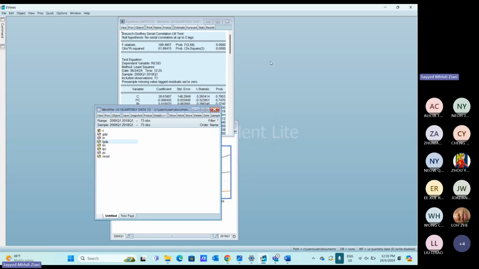Bear in mind, you cannot take log from negative and percentage values. If you have a percentage, for example an interest rate, you cannot take log. If you have a negative value in your time series, you cannot take log. So your values should be positive. So go to quick for the second regression.